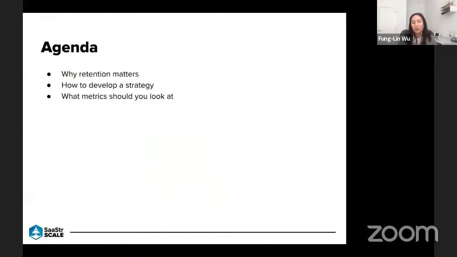With that said, what I had in mind to share and discuss as a group today was, one, why retention matters. I think it touches on why I pivoted my career to be more focused on lifecycle marketing. Also, if you are building out a retention strategy for your company, how you should start, what's a good starting point, what you should think about, how to build out that strategy. And then finally, what are some of the general metrics that we tend to look at when it comes to retention marketing.